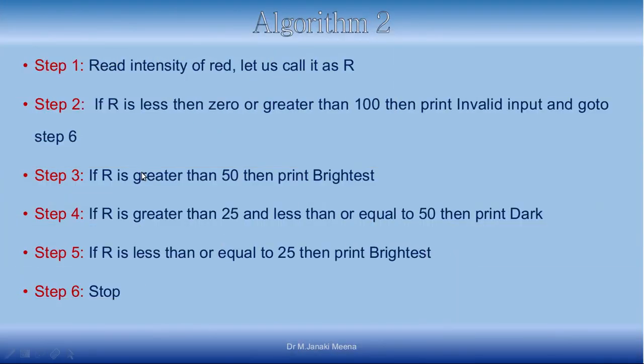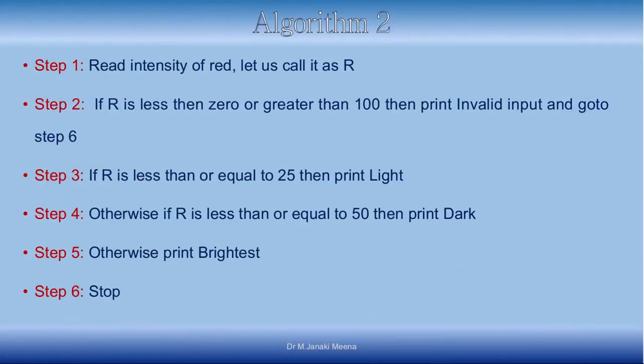And the second algorithm for this one is, you can read the intensity. That's the first step as in the first algorithm. Okay, and the validation check is also the same. You have to check whether the input is valid or not. Then what you can do is, you can start from 25. Okay, if R is less than or equal to 25, then I can print it as light. Otherwise, you can use this otherwise option.